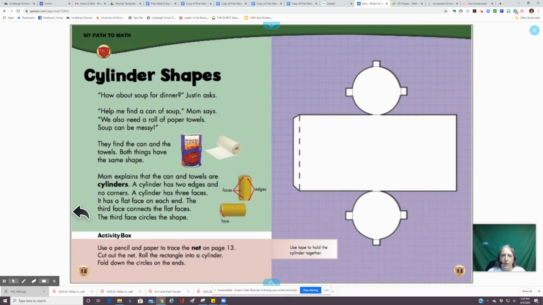So I'm going to actually put some of these 3D shapes that you can cut out on Seesaw and email them to your parents, so that if you want to do this activity, you can. But here's an example of one. You could use a pencil to trace that. That'll be too hard on the computer. And then you cut it and roll it. But I'll email you some. That'll be a little bit easier.